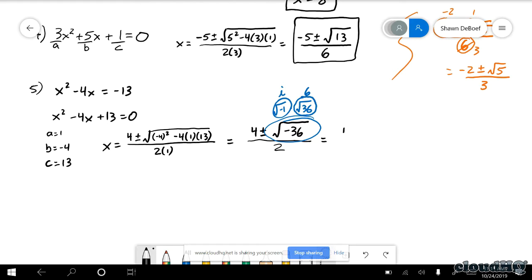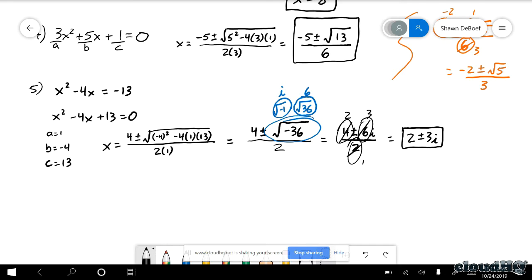So now I have 4 plus or minus, and that's just 6i over 2. And similar to before, can you simplify that? Well, you look at the 4, you look at the coefficient, and you look at the 2 in the bottom. I can divide them all by 2. So a 2, a 3, and a 1. So I get 2 plus or minus 3i. It's over 1, so I don't need to write the denominator. Those are the solutions. 2 plus 3i and 2 minus 3i.